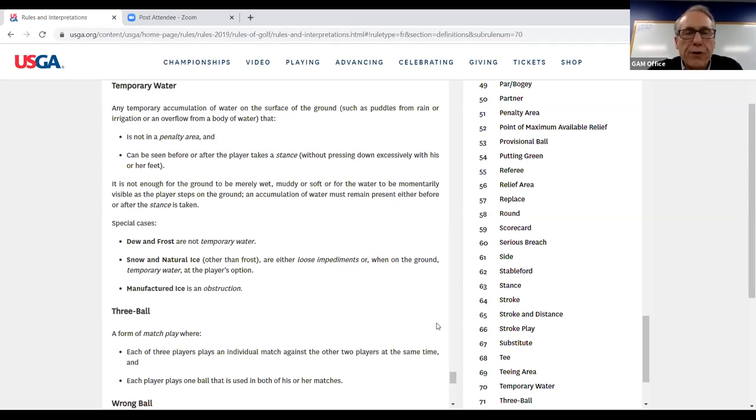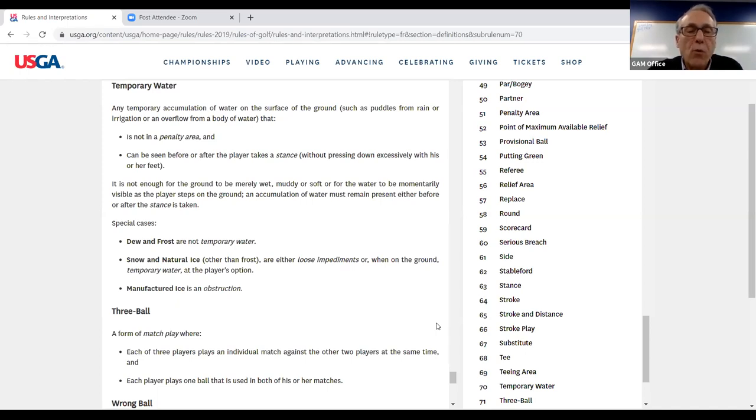You should instruct the player just to approach the ball, take their normal stance, and you can be the judge to see whether or not water is raised up by the player taking just their normal stance. It's not enough for the ground to be merely wet, or for the water to be momentarily visible as the player steps on the ground. It must remain present either before or after the stance is taken.